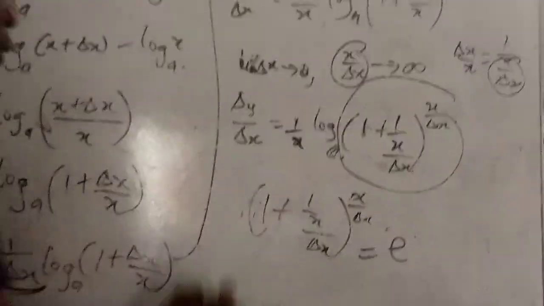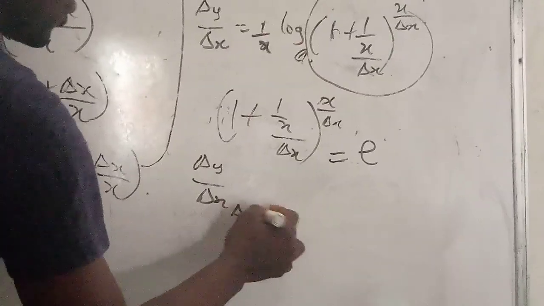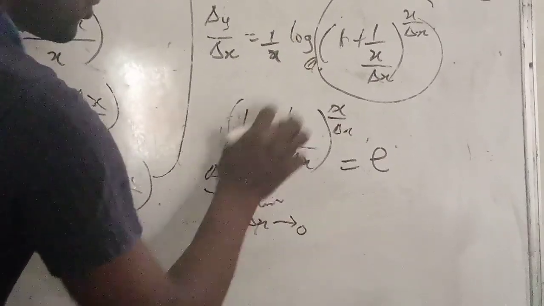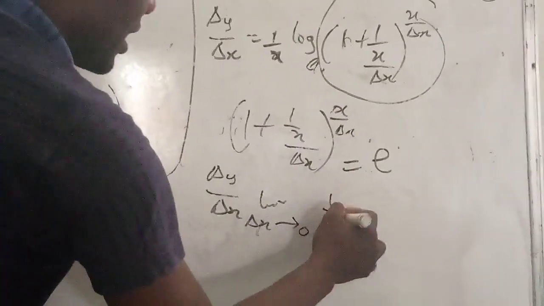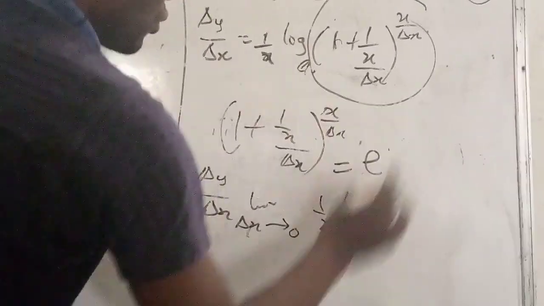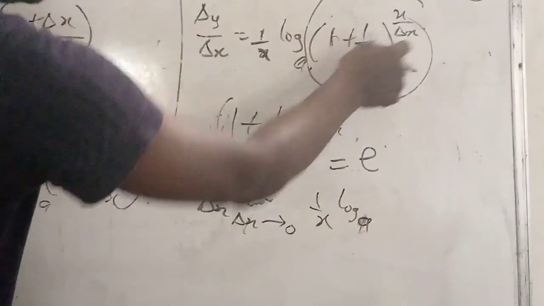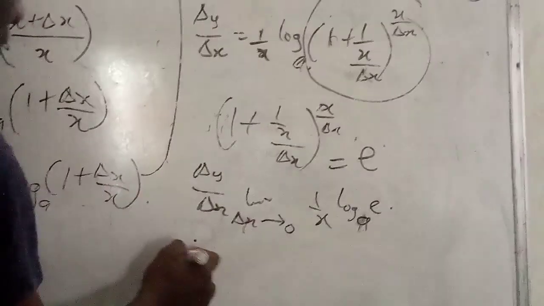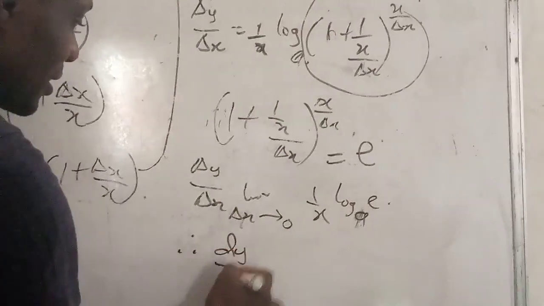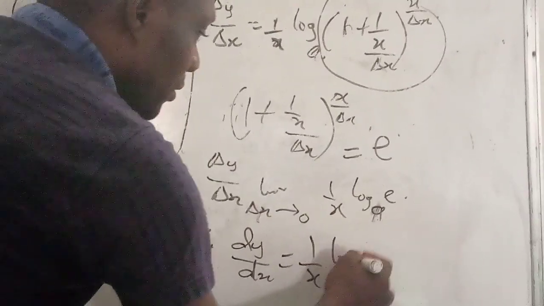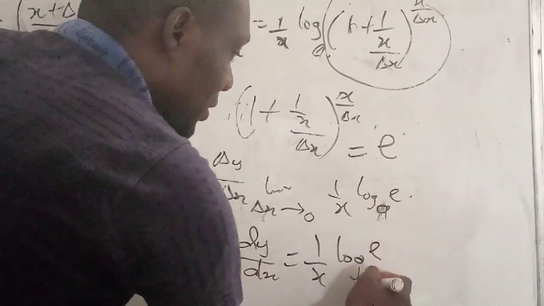So therefore, for the whole of this equation, when I have dy/dx, the limit as delta x tends to 0, I'm going to have 1 over x log, log base a, then this becomes what? e. So therefore, dy/dx equals 1 over x log e to base a.